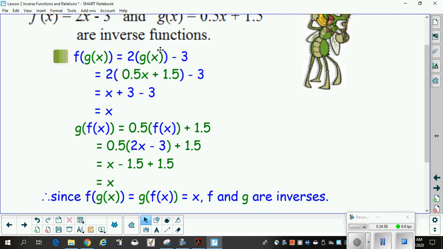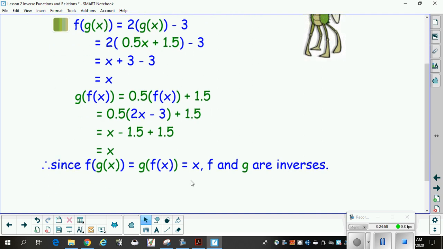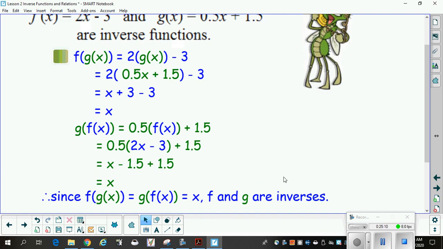This is the algebraic work that would prove it, and then you need to have your concluding sentence. Three dots mean therefore. Since f of g of x is equal to g of f of x equals x, f and g are inverses. Now, if you did f of g of x and it was anything other than x, you could stop there. You would not have to do the second part. And then you could put, therefore, since f of g of x does not equal x, f and g are not inverses. So when they're not inverses, you actually get to stop sooner. If they are inverses, once you show one direction, you have to show the other.